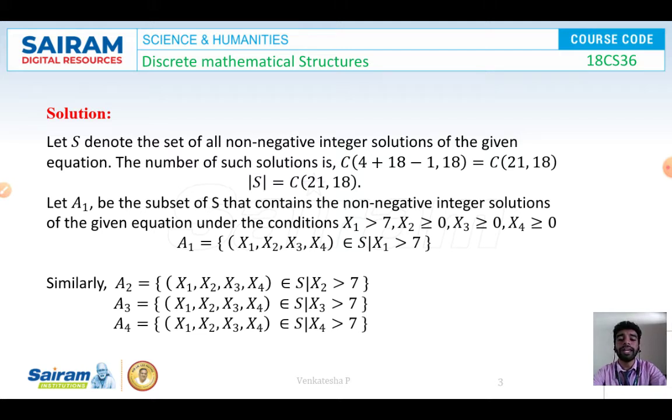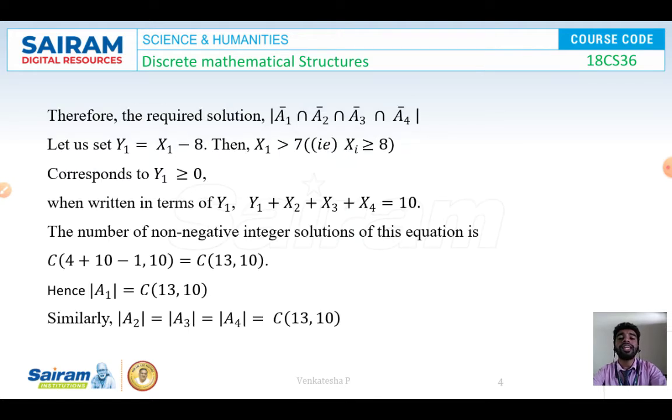Similarly, A2 will be equal to x1, x2, x3, x4 which belongs to the set S with the condition that x2 is greater than 7. A3 is given by x1, x2, x3, x4 belongs to the set S with the condition that x3 is greater than 7. A4 is equal to x1, x2, x3, x4 which belongs to the set S with the condition that x4 is greater than 7.